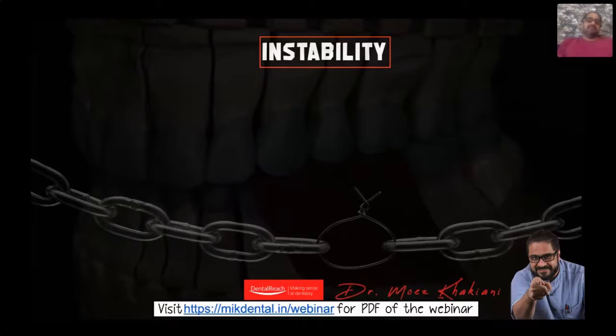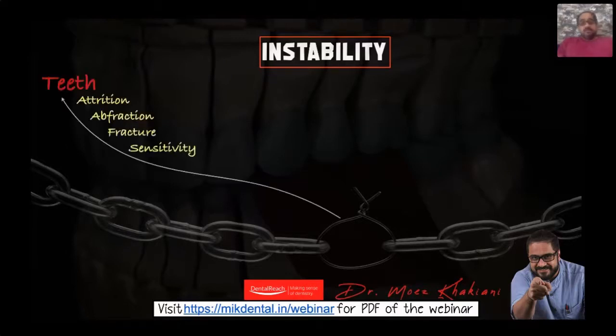Commonly, the weakest link is the tooth, which is the reason why often in a patient who has an interference, we will see attrition, we see abfractions, we see teeth fracturing, we see cusp fracturing, we see porcelain fracturing, we see antagonist teeth fracturing. We even have patients who come in with sensitivity that does not seem to go with regular toothpastes.